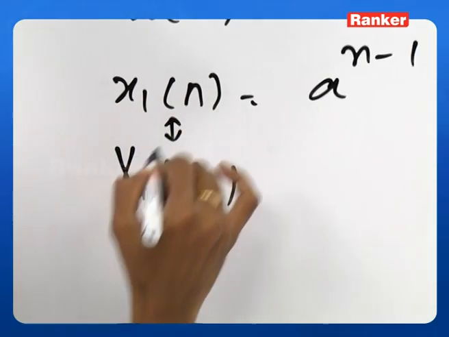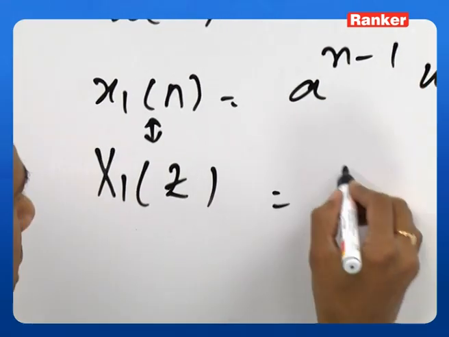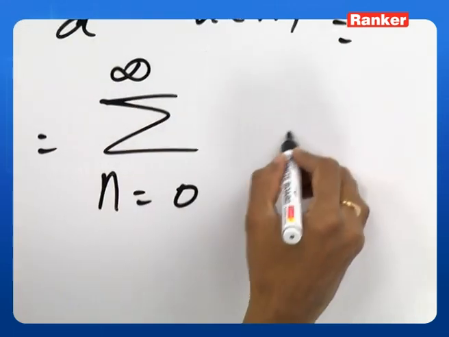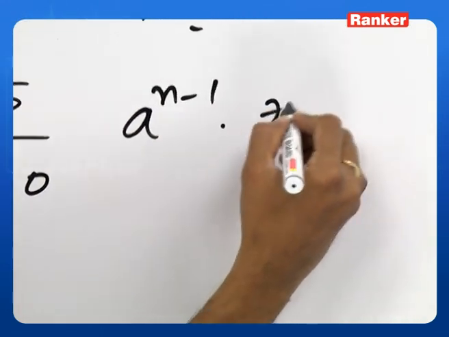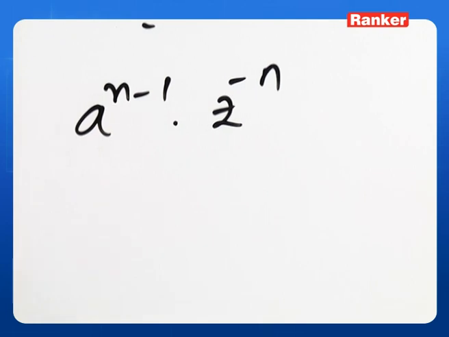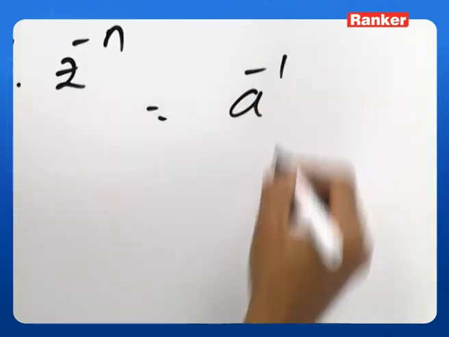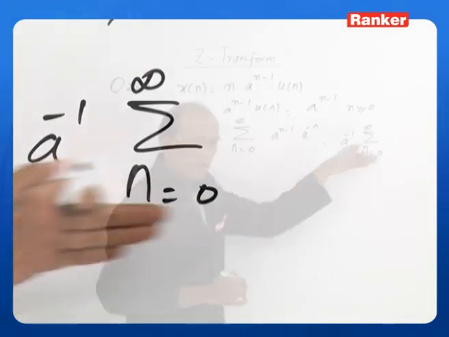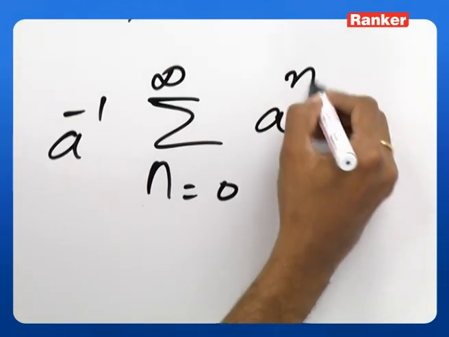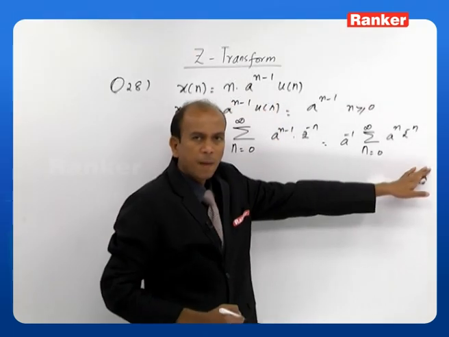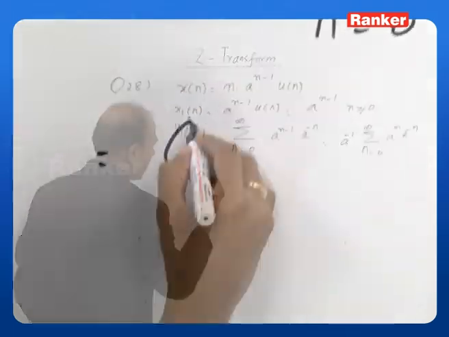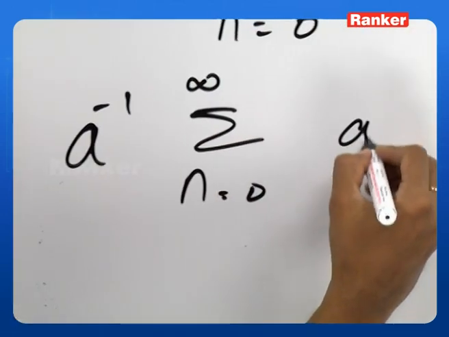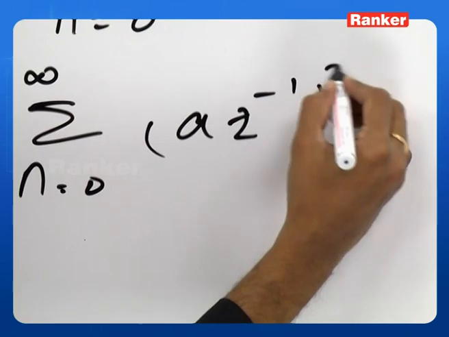Okay, that is the z transform of this is x1 of z. So this will be equal to summation n is equal to 0 to infinity a to the power of n minus 1 z to the power of minus n. So what I will do is I will take out a to the power of minus 1 here. This will be equal to a to the power of minus 1 summation from n is equal to 0 to infinity a to the power of n z to the power of minus n. Now let us write down this again here, a to the power of minus 1 summation n is equal to 0 to infinity a z to the power of minus 1 whole to the power of n.